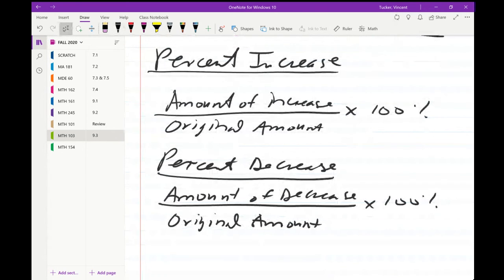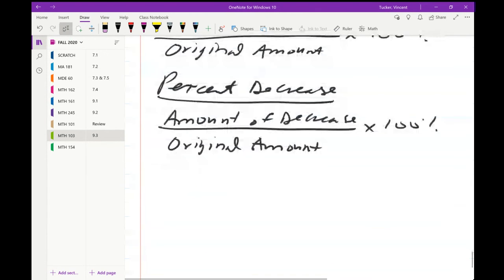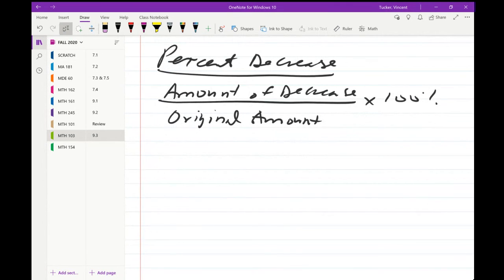All right, so your percent increase is going to be amount of increase divided by the original amount times 100%. Percent decrease would be the amount of decrease over the original amount times 100%. All right, got enough time to slide one in there, and then we'll be good to go. And if you need to see another one next class, always feel free to ask.